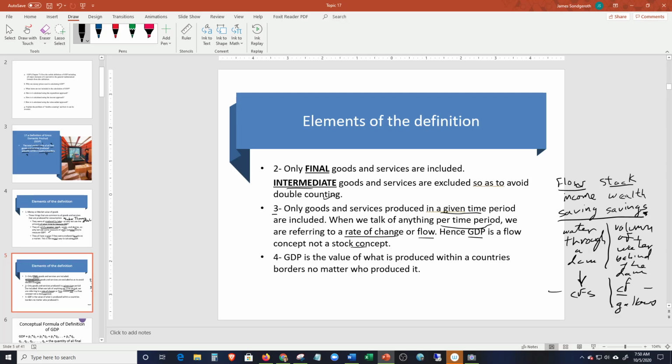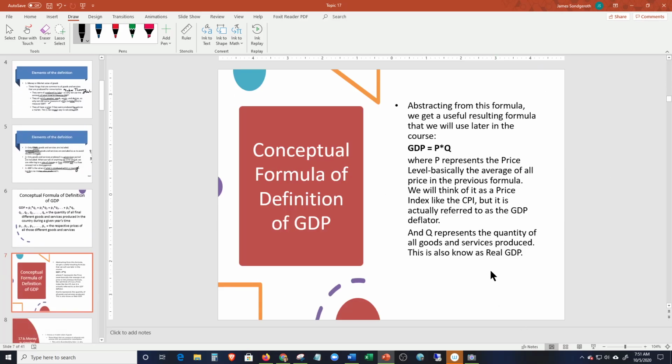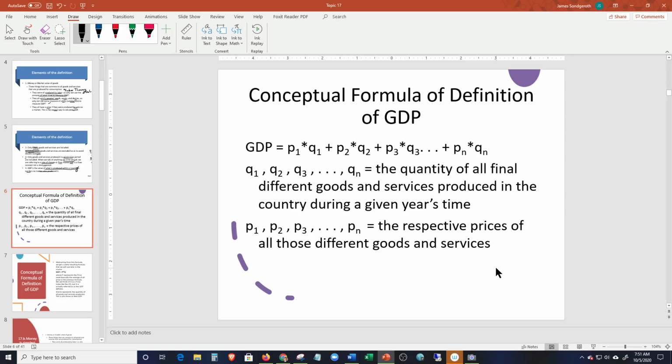The fourth element is that it's the value of what is produced within a country's borders. I should have had country's border, not plural, no matter who produced it, okay? So it could be produced by foreign workers or foreign capital, but if it's produced within the borders, then it's included in GDP. All right. Oops, did I skip one? Oh, and here's the general conceptual formula.